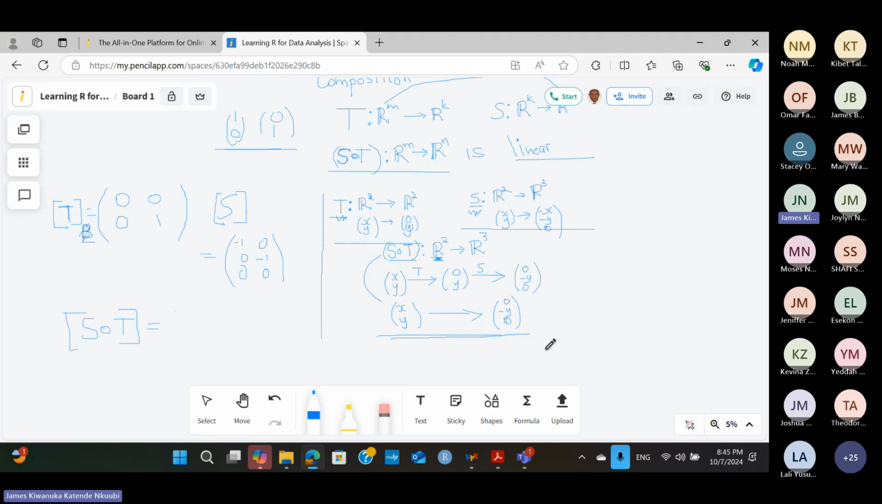So the image of (1, 0) is what? (0, 0, 0), right? What about the image of (0, 1)? It will be (0, -1, 0).